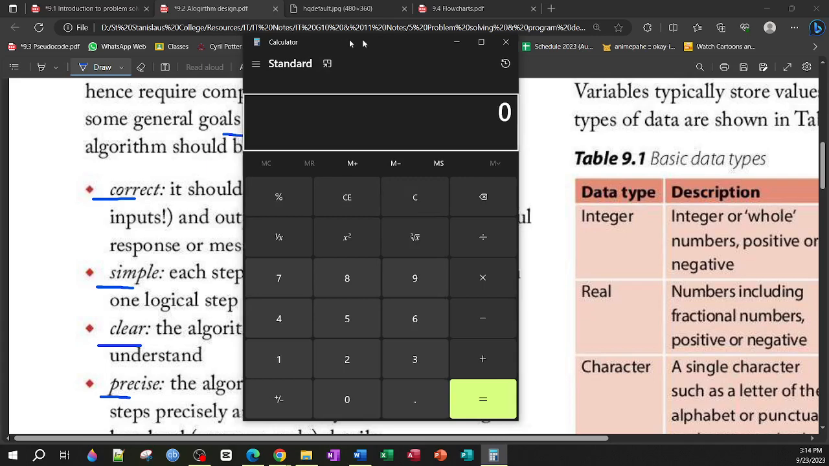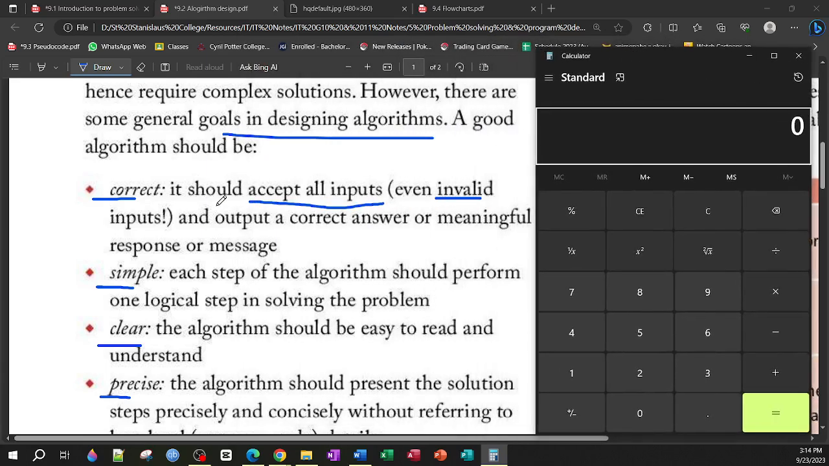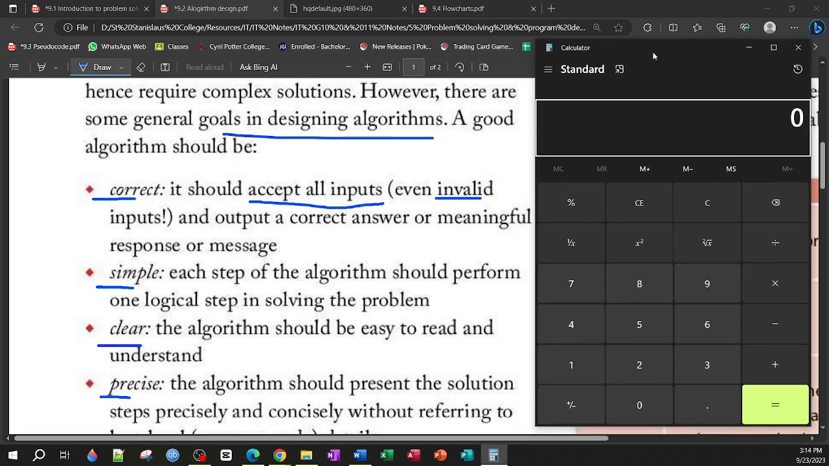So what I'm getting at is that an algorithm should accept all inputs, what is correct and what is not correct, what it should accept and what it should not accept. It should accept everything. For instance, this calculator was designed to add numbers, so it's going to take in numbers. But at the same time, it was not designed to calculate letters. It wasn't designed to add A plus A or B multiplied by C.